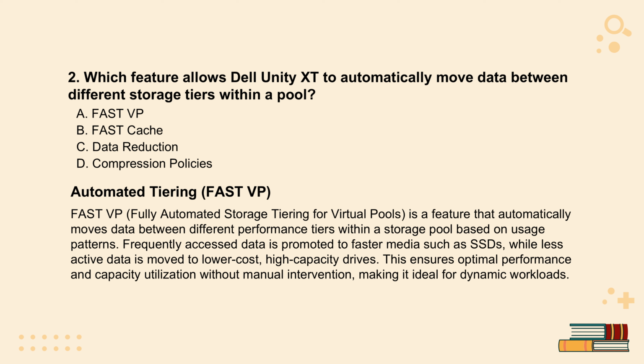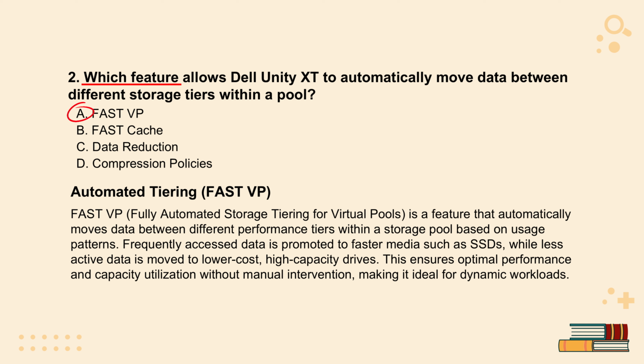This one is all about keeping performance humming along in the background. The question asks, which feature allows Dell Unity XT to automatically move data between different storage tiers within a pool? And the choices are A, FastVP, B, FastCache, C, data reduction, or D, compression policies. And the answer here is A, FastVP.